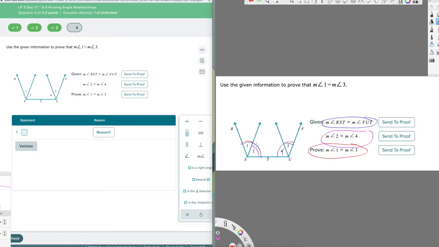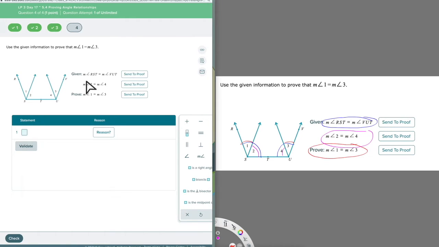So I have the blue angle is equal to the red one plus the pink one. So we can even match up colors there. The first thing I like to do is send both of these to the proof, so they're already in there. You can send them there strategically where you need them, but it's okay to just go ahead and send them to begin with so that you already have them there.